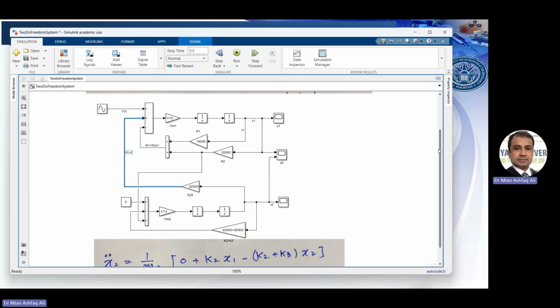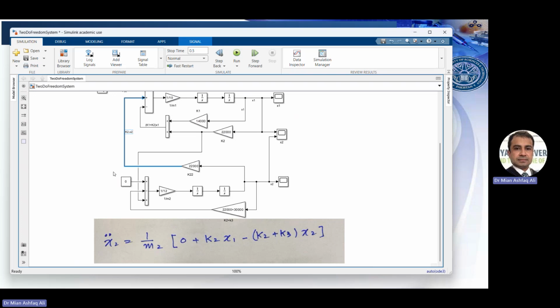So similarly, if we see the bottom part of this model, it's about M2. So this is the modeling of M2. We can clearly see there are three forces, and then we divide by M2. So this is 1 divided by M2, for all three signals. This one is 0, and the positive sign is here. It is K2 multiplied with X1. So we bring the X1 signal, multiply with K2, and use it here. And the third and last one is X2, which is multiplied with K2 plus K3. We can put that even in a single gain. So this is the model.